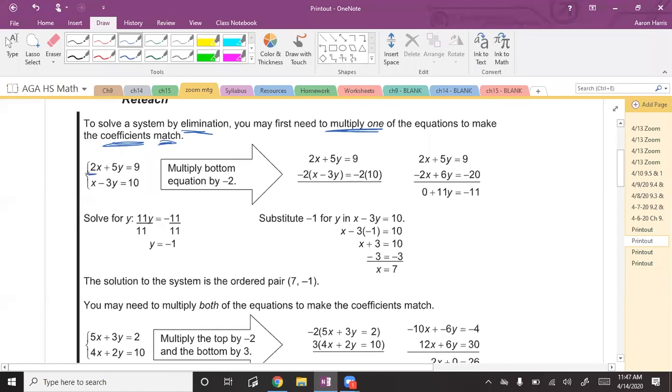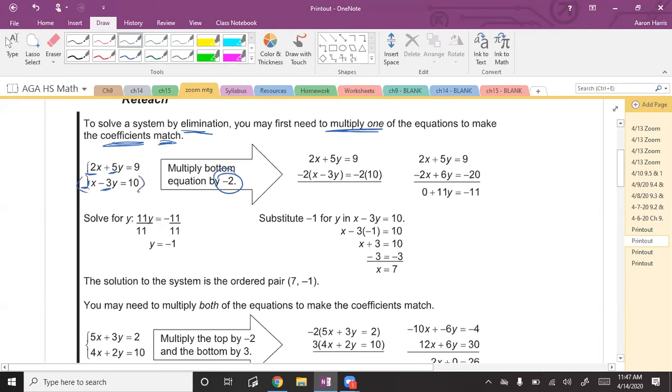So here, I got a 2, I got a 1. I got a 5, I got a negative 3. Neither one works. But since this is a 1, that makes my life easy. I can multiply by a negative 2 to the whole bottom equation, all of it.